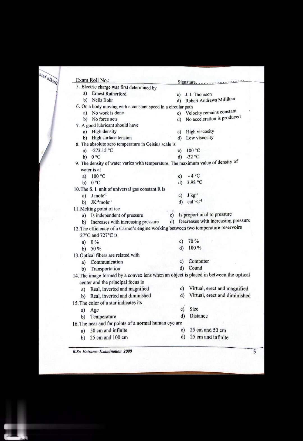9. The density of water varies with temperature. The maximum value of density of water is at A. 100 degree centigrade, B. 0 degree centigrade, C. minus 4 degree centigrade, D. 3.98 degree centigrade.